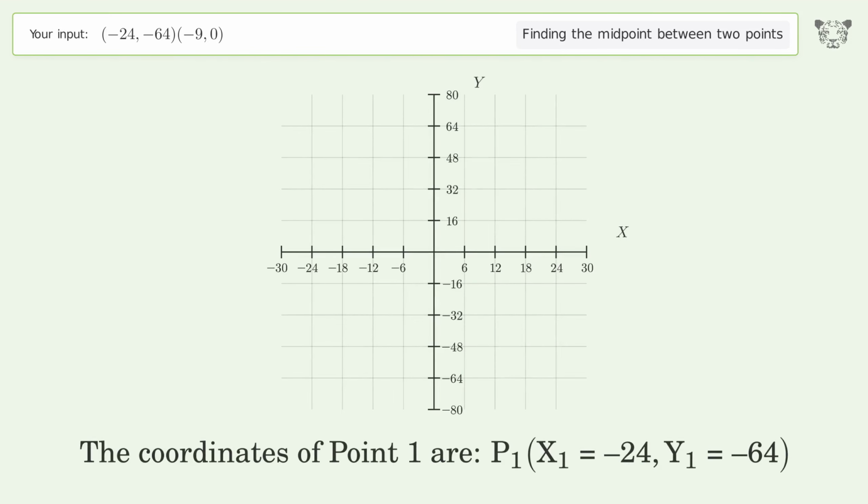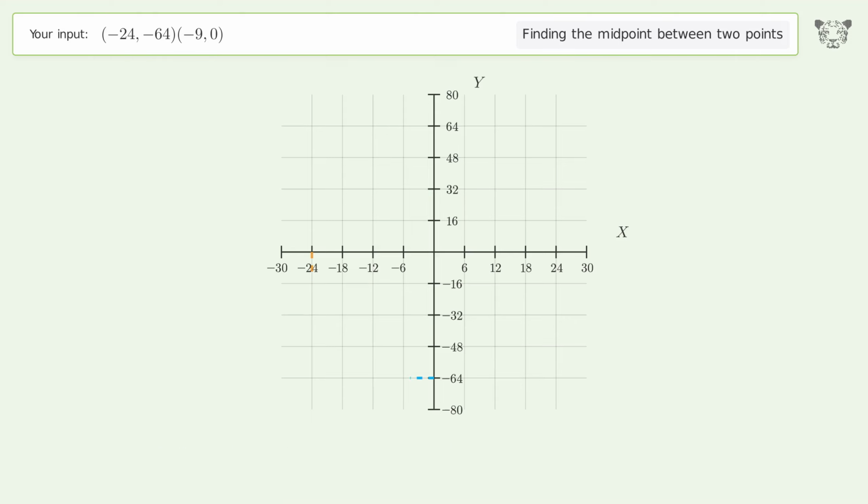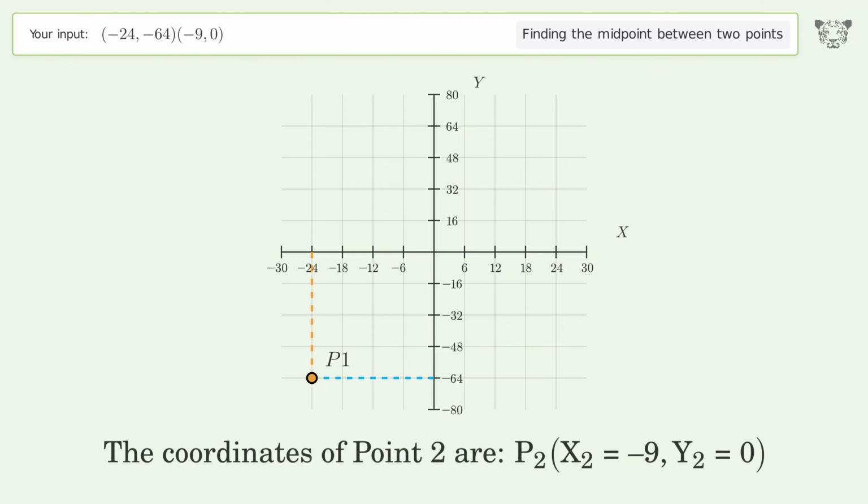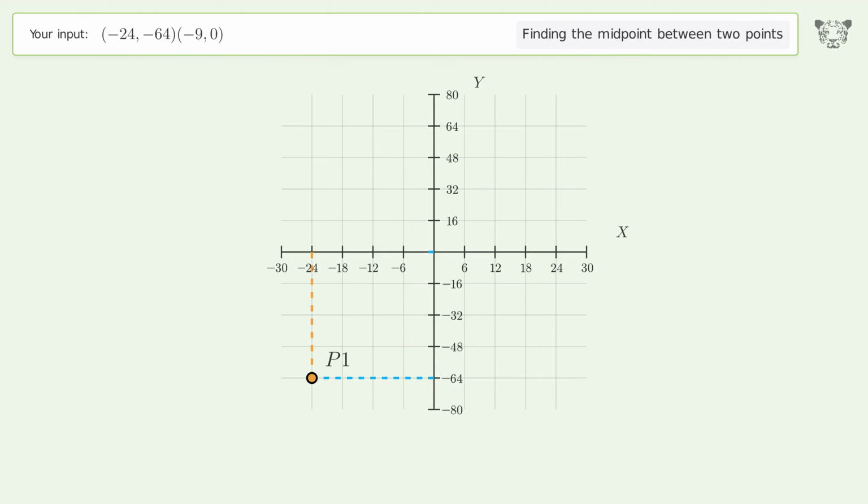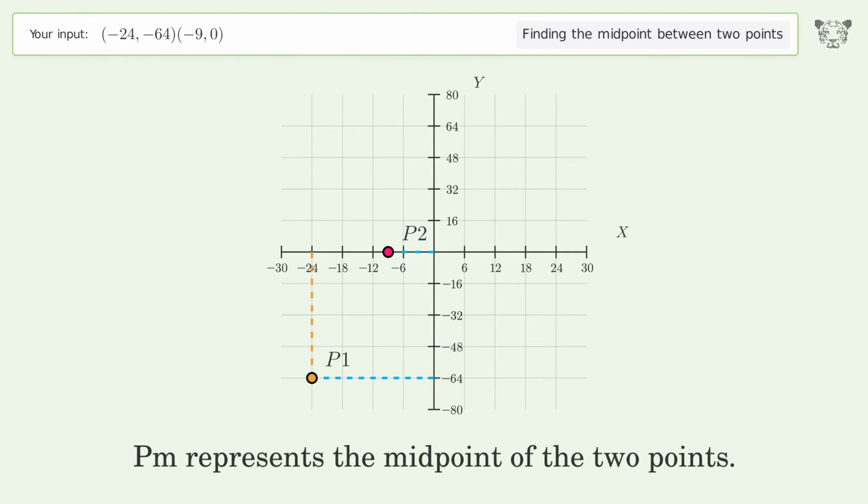The coordinates of point 1 are, x1 equals -24, y1 equals -64. The coordinates of point 2 are, x2 equals -9, y2 equals 0. PM represents the midpoint of the 2 points.